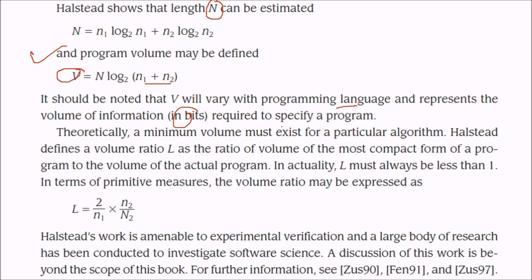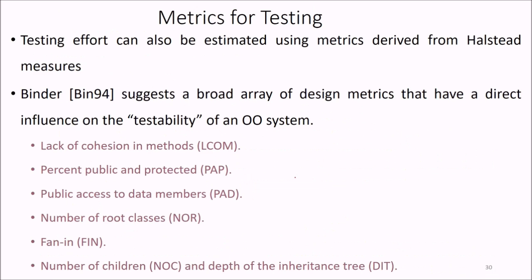Theoretically, a minimum volume must exist for a particular algorithm. So Halstead defined it as a volume ratio, the ratio of the volume of the most compact form of a program to the volume of the actual program. In actuality, L must be less than 1. In terms of primitive measures, he expressed the volume ratio like this: L = 2/n1 × n2/N2. Halstead's work is open to experimental verification, and a large body of research has been conducted to investigate software science. There is a kind of discussion which is always going on with Halstead, but you must know it. The metrics for testing effort can also be estimated using metrics derived from Halstead measures.